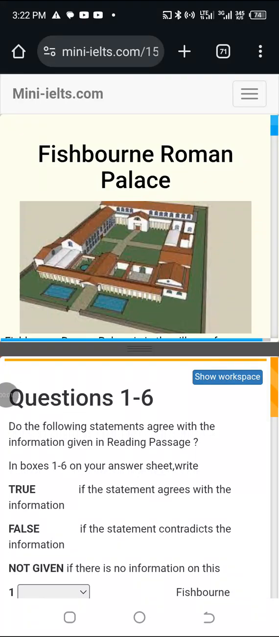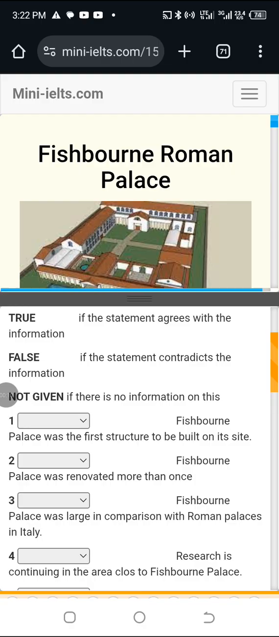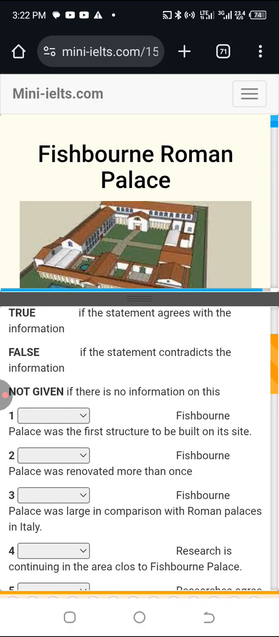Let's look at this set of questions. Fishbourne Roman Palace. So we are starting with true, false, not given. Again, we start with the sentence, with the questions. Number one says, Fishbourne Palace was the first structure to be built on its site.